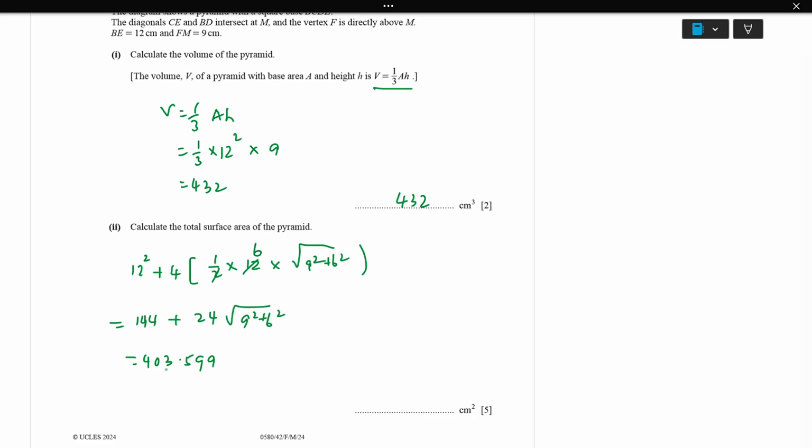403.599. When we round off, we get the answer 403.6, or we can make it 404. Anything is correct, so 403.6.